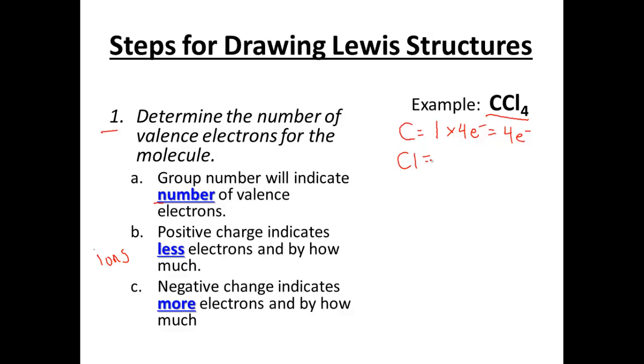Chlorine, we have 4 chlorines, and each chlorine's group 17 has 7 valence electrons, giving us 28 total electrons. So 32 electrons are what we're going to need to show in our Lewis structure for carbon tetrachloride.